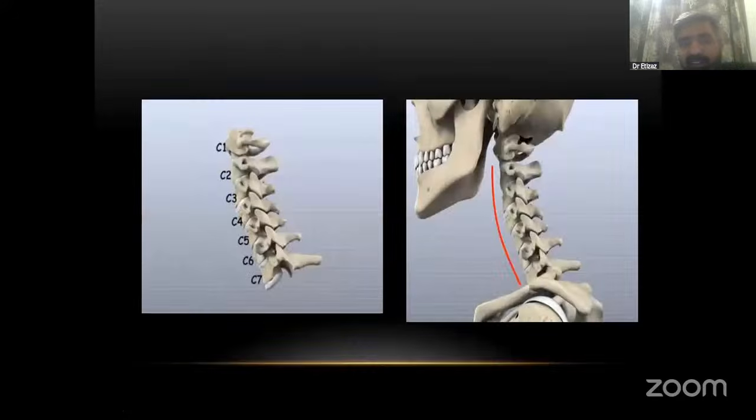So this is the cervical spine. It has seven cervical vertebrae, C1 to C7. Look at the curvature. You can see that it is lordotic, a little bit curved. C1 is joined with the occiput with the help of the atlanto-occipital joint. Then C1 and C2 are joined with the help of the atlanto-axial joints.